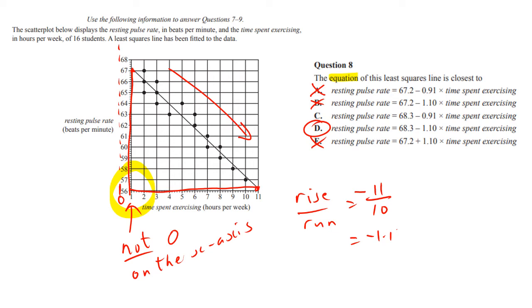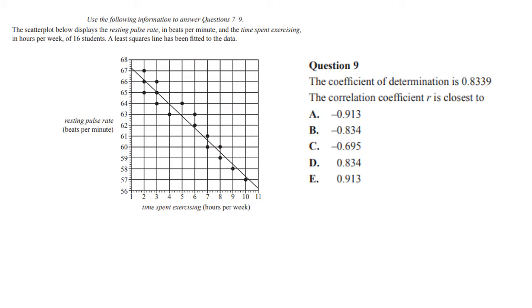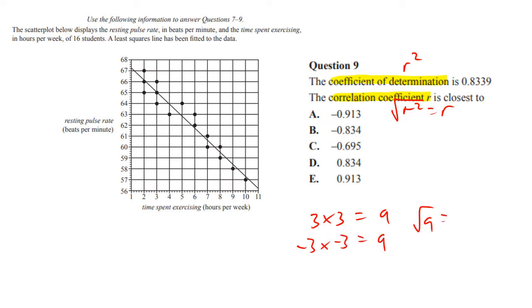Watch out for it. Almost always something to do with this idea of the coefficient of determination and the correlation coefficient R. It tells you this one is R and that one's R squared. So if you've got R squared, you need to square root R squared equals R. But there's an extra trick in this. It's a classic trick because most people forget, like, you know that 3 times 3 equals 9. But don't forget that minus 3 times minus 3 equals 9. So the square root of 9 actually equals plus or minus 3. And since this is a negative line, we actually want the negative value.